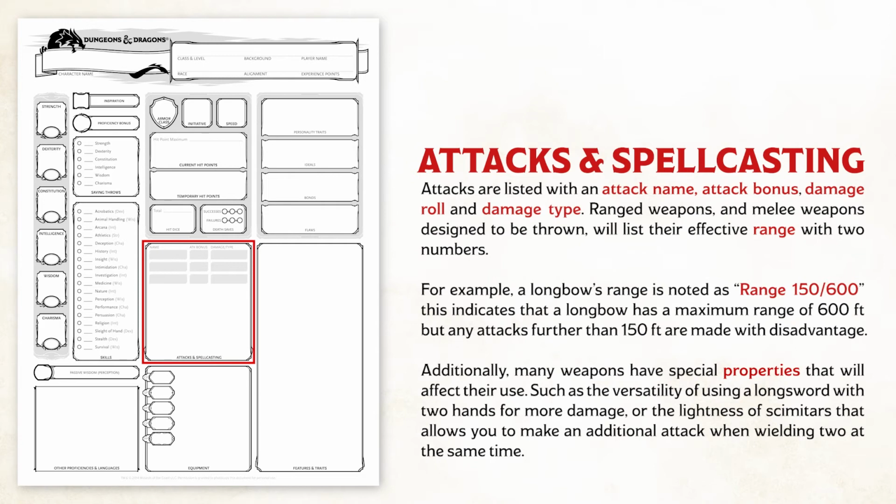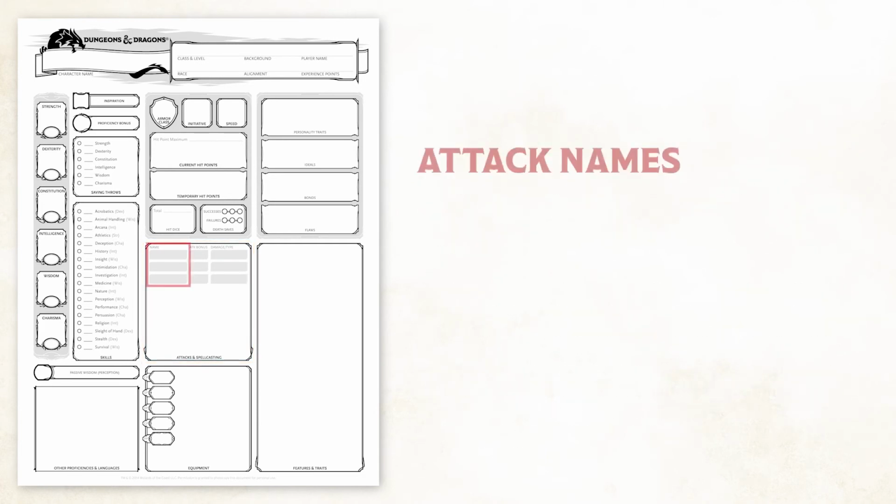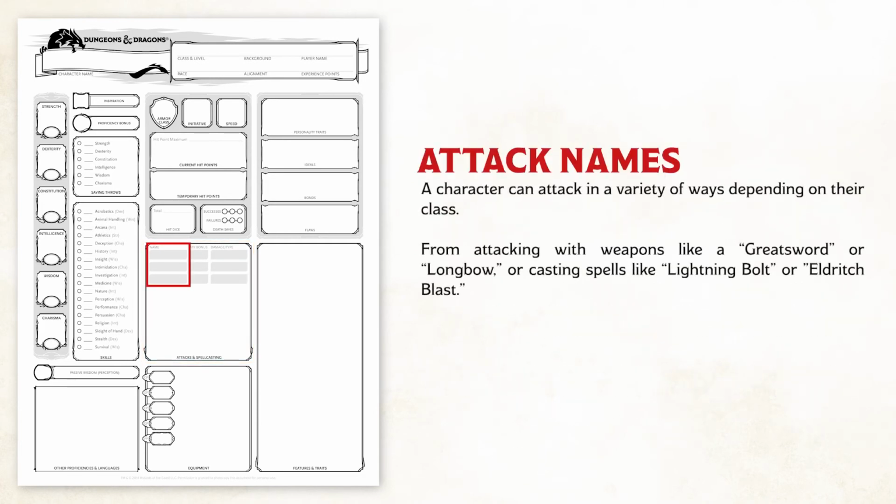This indicates that a longbow has a maximum range of 600 feet, but any attacks further than 150 feet are made with disadvantage. Additionally, many weapons have special properties that will affect their use, such as the versatility of using a longsword with 2 hands for more damage, or the lightness of scimitars that allows you to make an additional attack when wielding 2 at the same time. Attack names. A character can attack in a variety of ways depending on their class, from attacking with weapons like a greatsword or longbow, or casting spells like lightning bolt or eldritch blast.